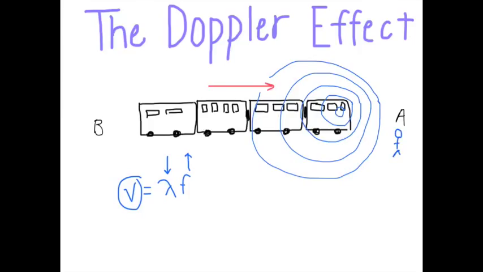Now, once the train has moved past the observer, so now the observer is effectively at point B, the wave fronts reach the observer less often, making the wavelength longer and the frequency lower, therefore the sounds are lower. This phenomenon is known as the Doppler effect, which is defined as an observed change in frequency when there is relative motion between an observer and a source of sound. In this case, the observer is fixed at either point A or point B, but the train is moving by, creating relative motion.